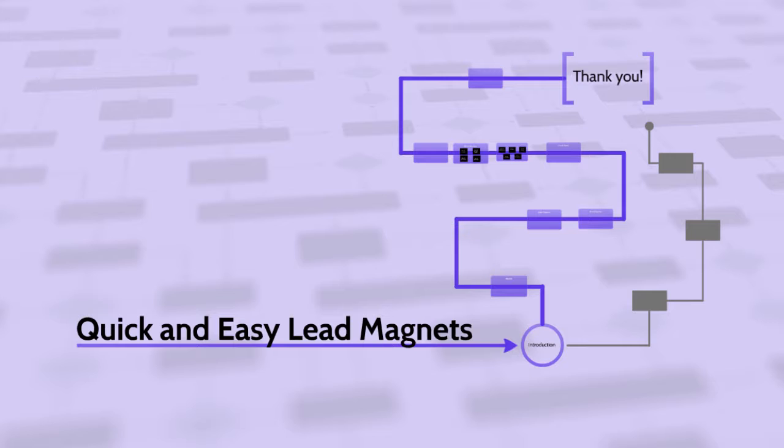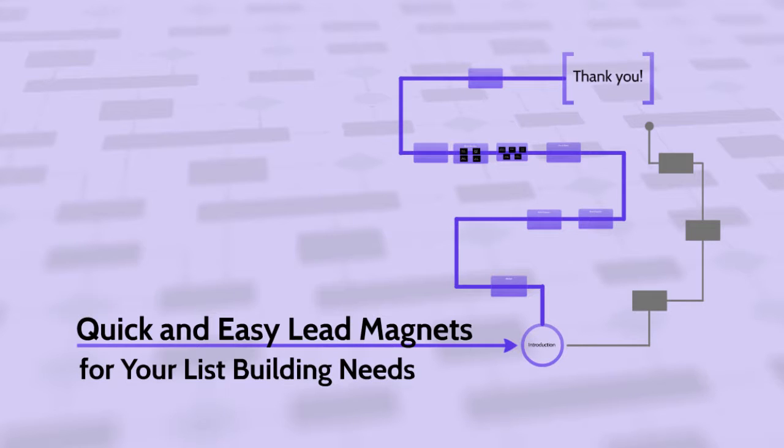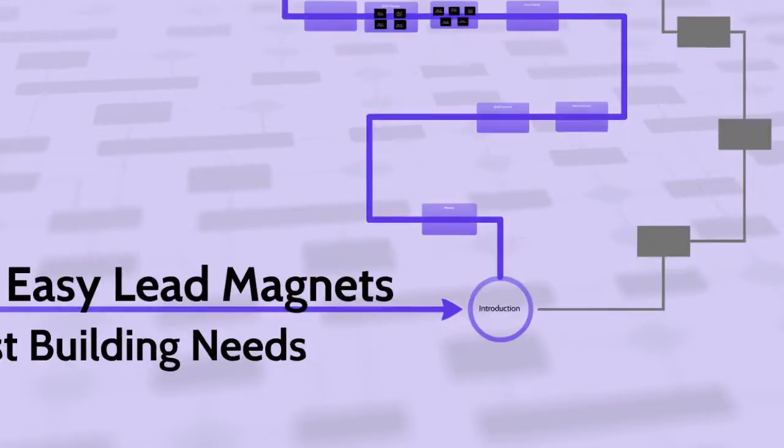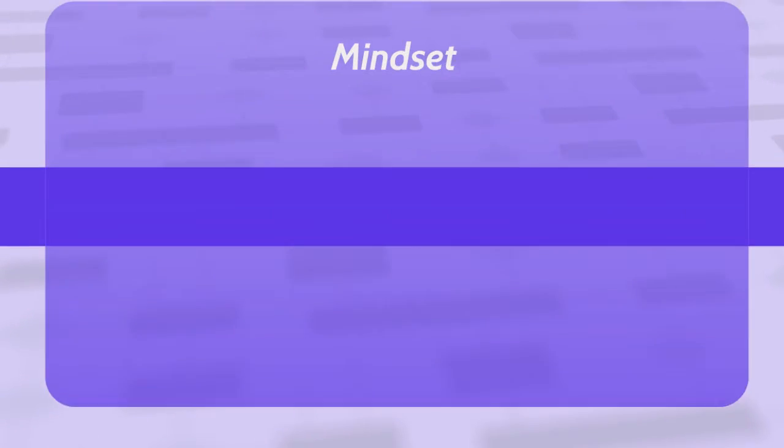So we're going to talk about quick and easy ways to create them, and we're going to talk about different mediums like videos, ebooks, reports, software, and things like that. That way you have a baseline to go off of, and then of course if you want to get creative after that, you can do that as well. So this is video number one, the introduction.